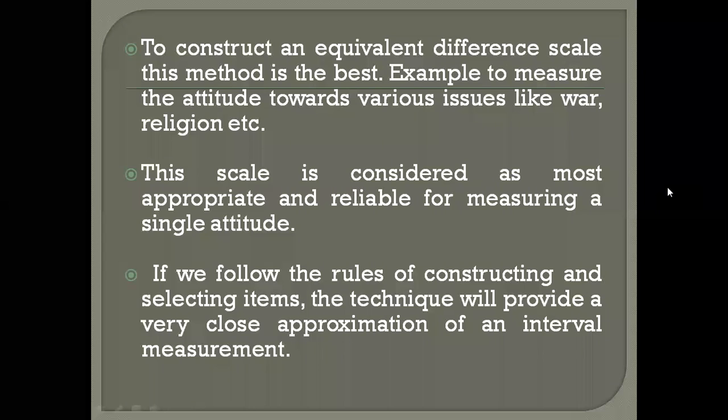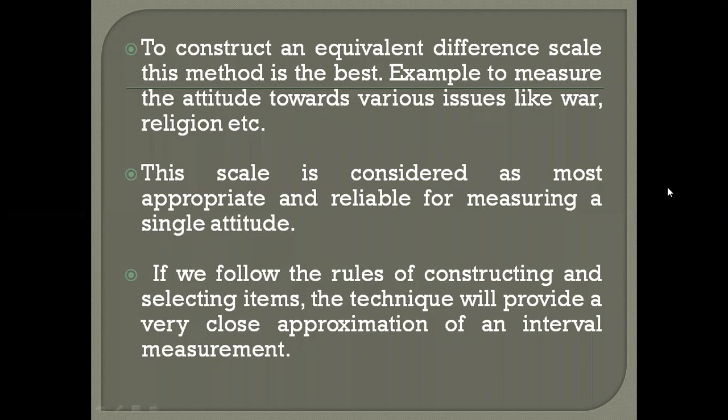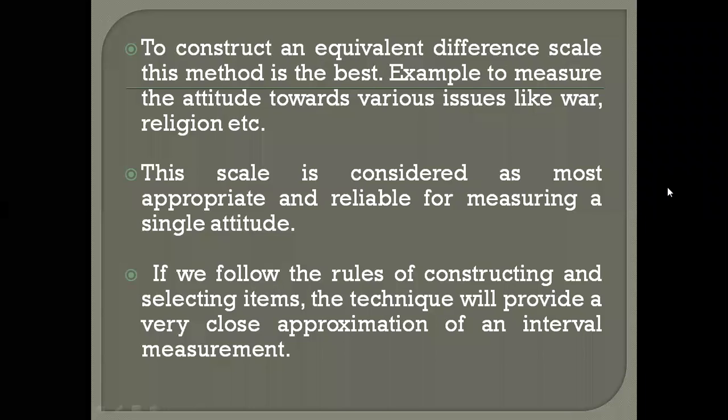Next, this scale is considered most appropriate and reliable for measuring a single attitude. Towards a single attitude, say again COVID-19, that is a single topic, right? If we want to know the attitude of a person towards only one concept or one idea, then this scale is considered the most appropriate and reliable one. Next, if we follow the rules of constructing and selecting items, the technique will provide a very close approximation of an interval measurement. If we follow the rules and the technique for constructing this scale, it will give the idea of the attitude of a person almost near to perfect.